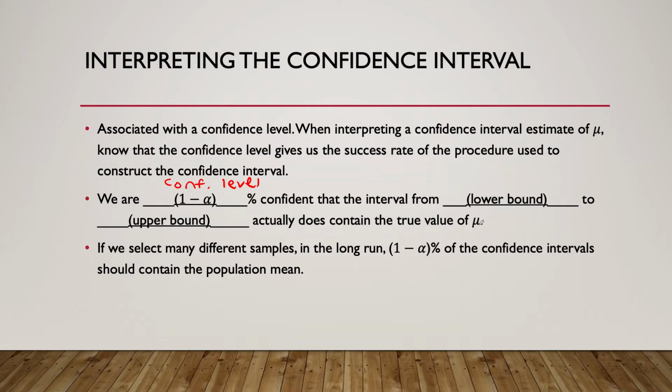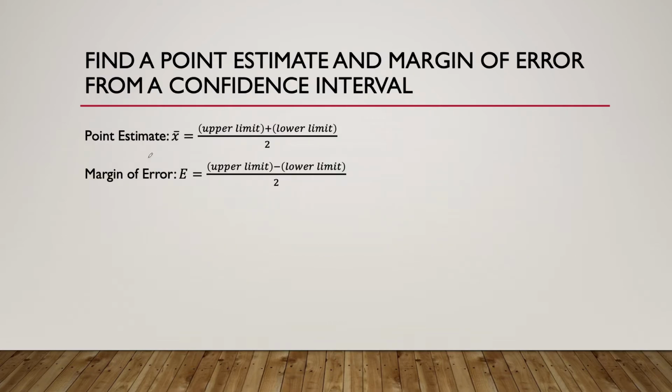And again, we can interpret what that means. If we select many different samples, in the long run, 1 minus alpha % of the confidence intervals should contain the population mean. We could find a point estimate when having this confidence interval by taking the mean of the two bounds: upper limit plus lower limit divided by 2. The margin of error takes the upper limit, subtracts the lower limit, and also divides by 2.